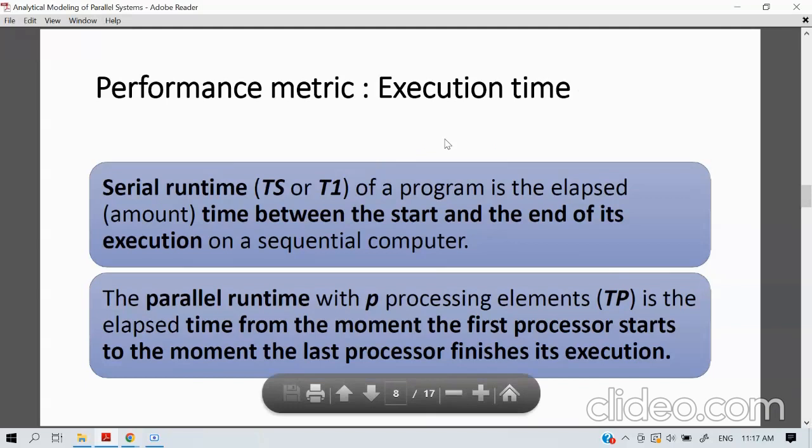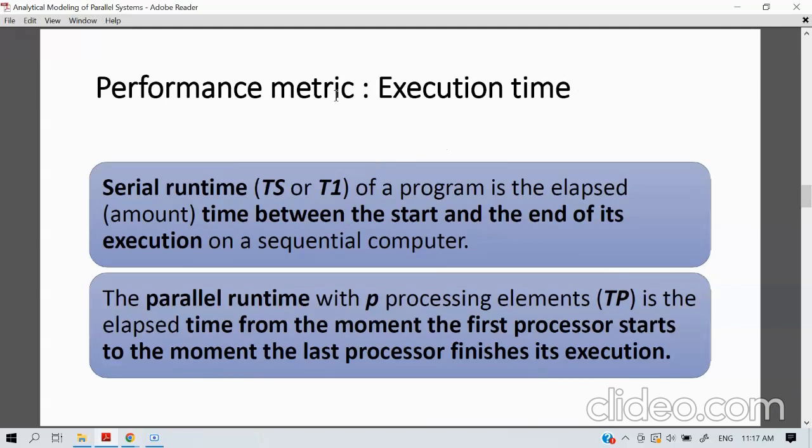Then we are going to look at the performance metrics. The first one is called execution time. To measure our performance, especially on parallel, we need to look at the execution time. We need to know two types of execution: one is serial and the second one is parallel. Serial runtime is denoted as TS or T1.